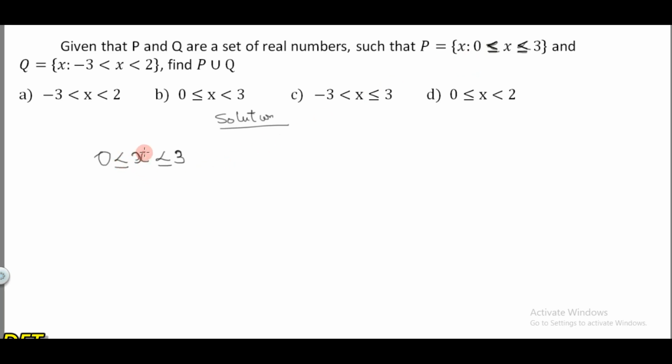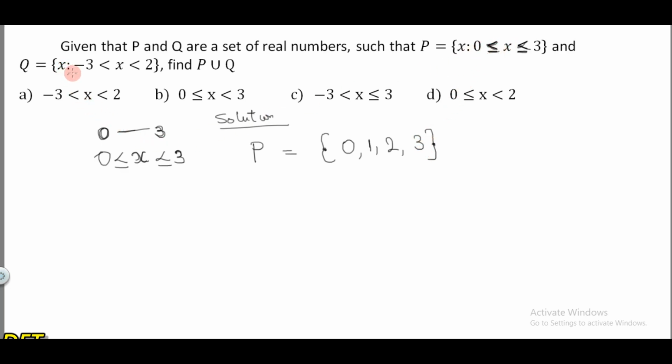So if you say X is greater than or equal to 0, that means X is equal to 0. It ranges from 0 to, when you say X is less than or equal to 3, that means X is equal to 3 or less than 3. So this statement means that X ranges from 0 to 3, right? So set P will be equal to 0, 1, 2, and 3. This is set P. And this is what this statement is all about.